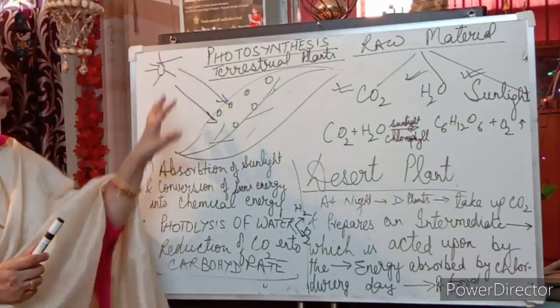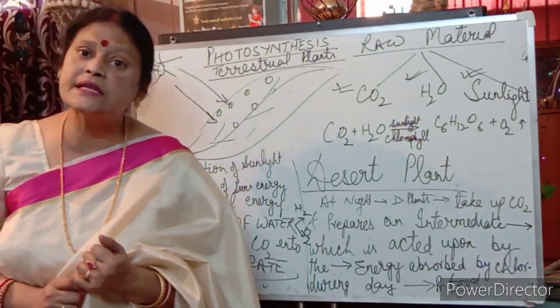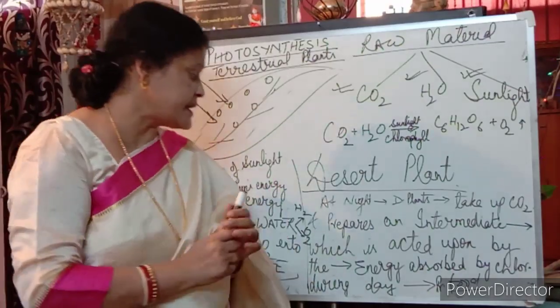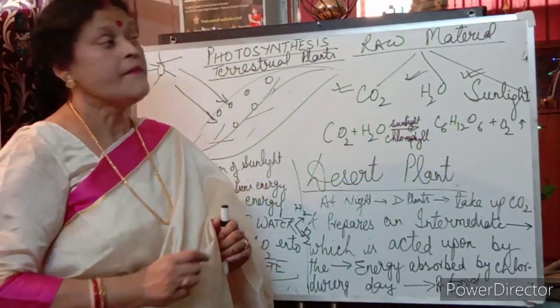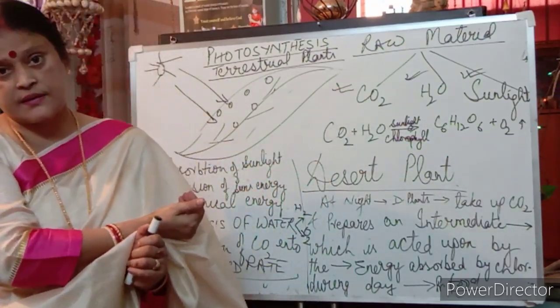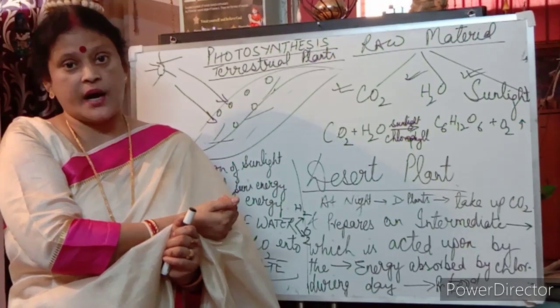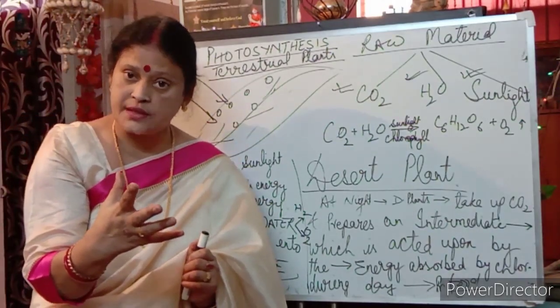Now, whatever I have explained is for terrestrial plants. How does the desert plant undergo it? This is the desert plant. How do they undergo photosynthesis, because there is a scarcity of water? Without using water, how can they undergo photosynthesis? This is a very important part and a 2 marks question: how does a desert plant undergo photosynthesis?